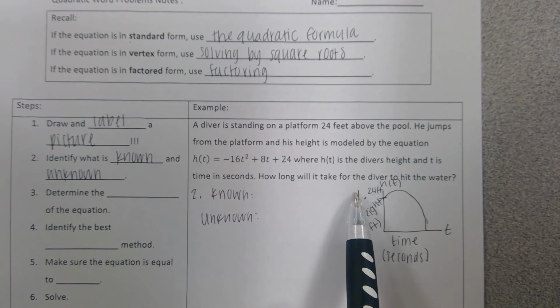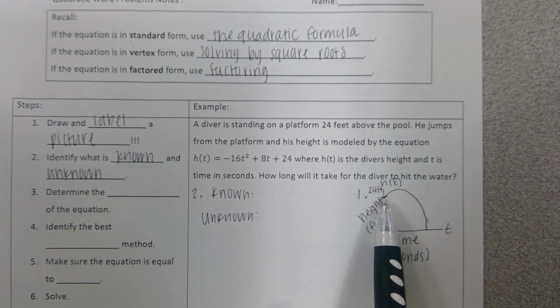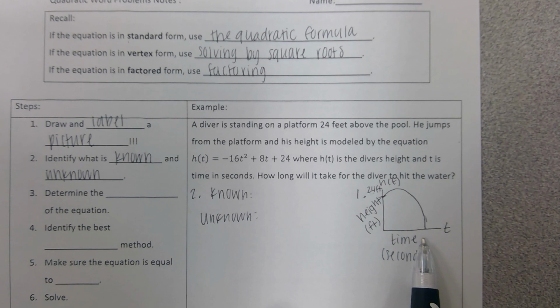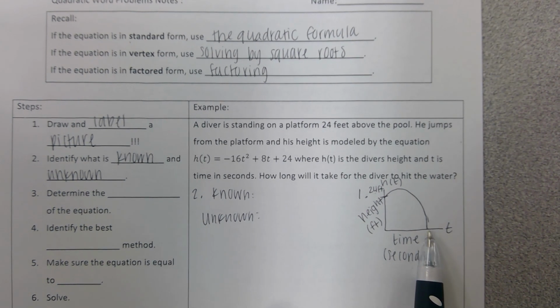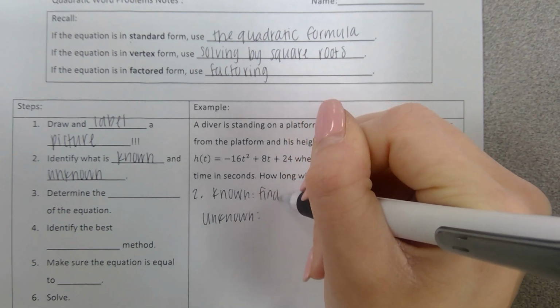How long will it take for the diver to hit the water? When I'm going to be hitting the water, right here, my height is going to be 0. My final height when I hit the water, I'm not above the water anymore. I'm at the ground or at the water, so my known is my final height.